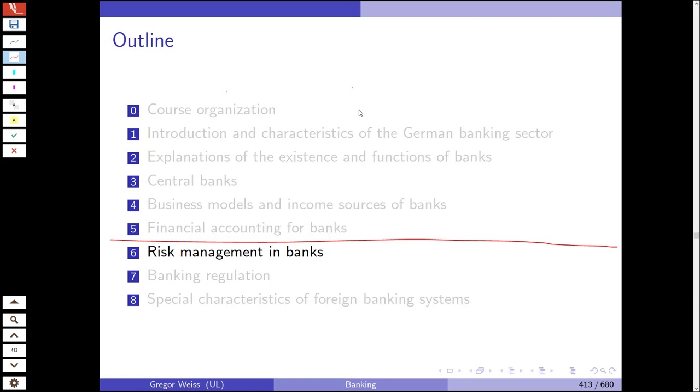Welcome everyone to today's class on risk management in banks. This is a short summary of what risk management looks like in banks.